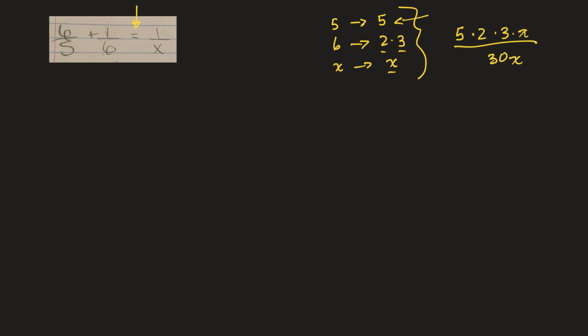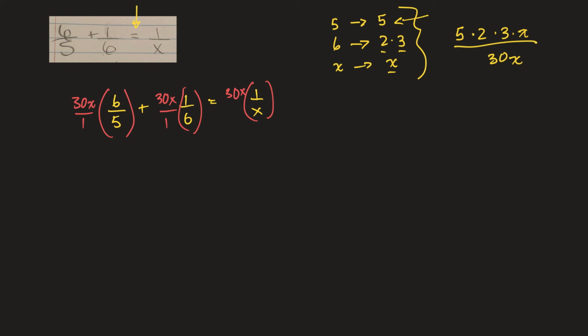So now I'm going to take the equation, 6 over 5 plus 1 over 6 is equal to 1 over x. And I'm going to take each term and multiply it by that common denominator. If you want to write it as 30x over 1, sometimes that helps some people to realize what you're multiplying and what you can cancel out. So 30x over 1.